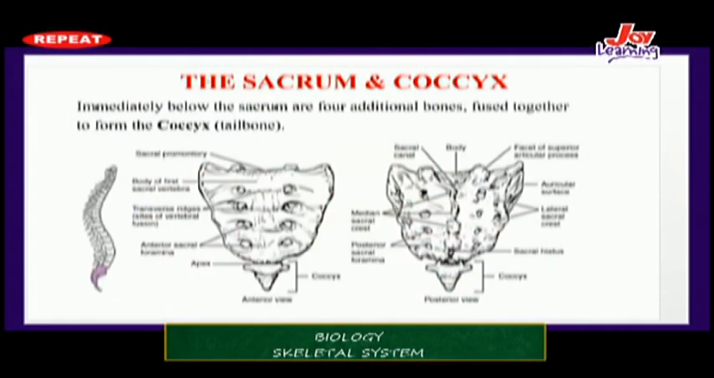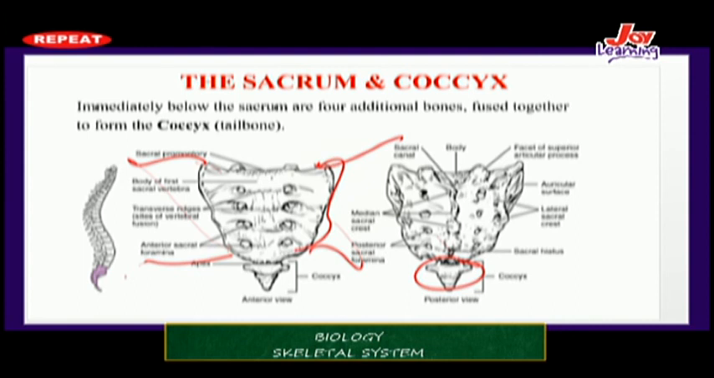Here I give you a pictorial view of the sacrum and the coccyx. The coccyx being what we have down here, and then the sacrum being what we have over there, for the purposes of attachment with the pelvic girdle. We shall look at that pretty soon.